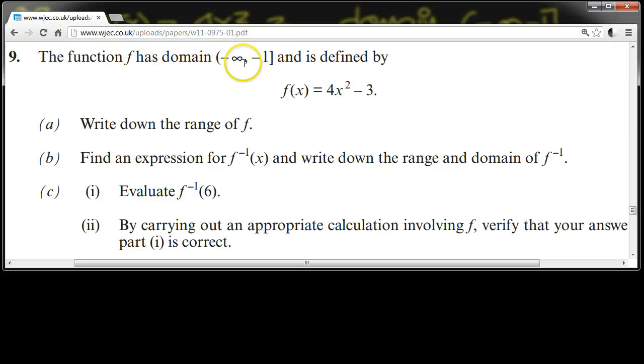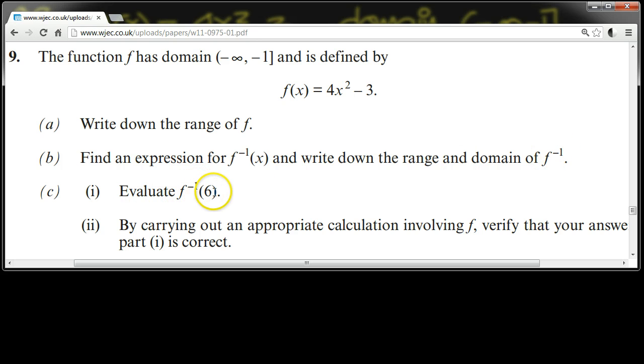The function f has domain (-∞, -1] and is defined by f(x) = 4x² - 3. Write down the range of f. Find an expression for f⁻¹(x) and write down the range and domain of f⁻¹.